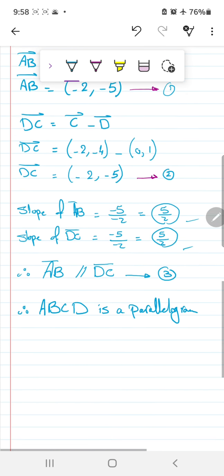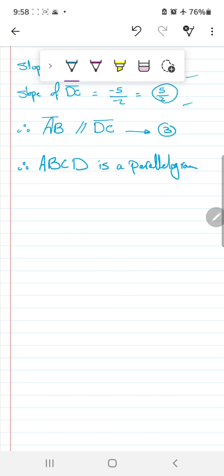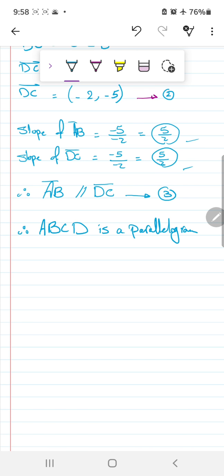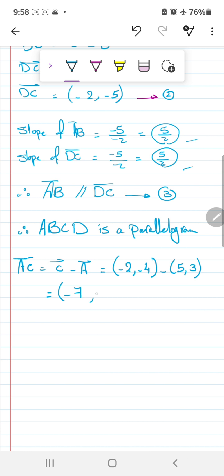We want to prove that this figure is a rhombus. So we want to prove the two diagonals are perpendicular, here the two diagonals AC and BD. Okay, so how to get the two diagonals AC and BD? So first AC equals C minus A. C is (-2, -4) minus A, (5, 3). So it will be -2 minus 5, -7, and -4 minus 3, also -7. So vector AC is (-7, -7).